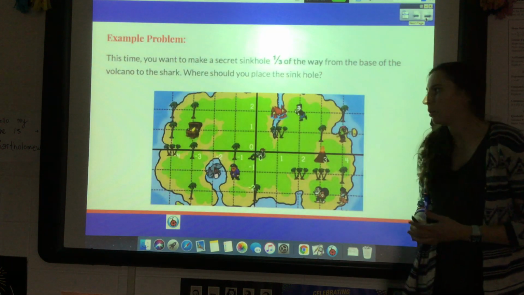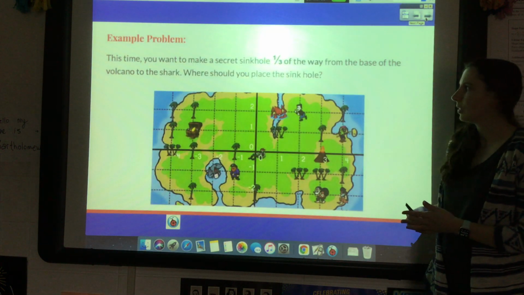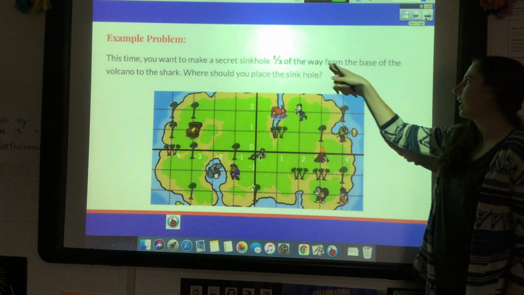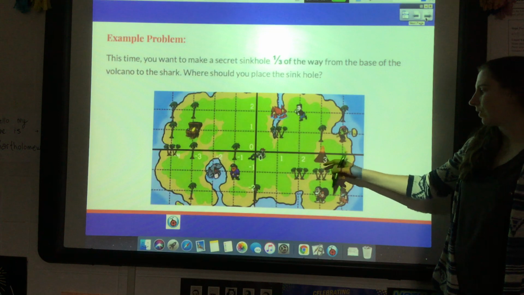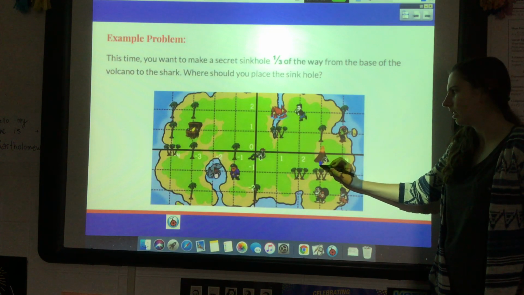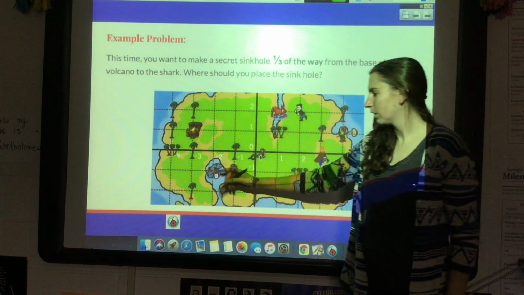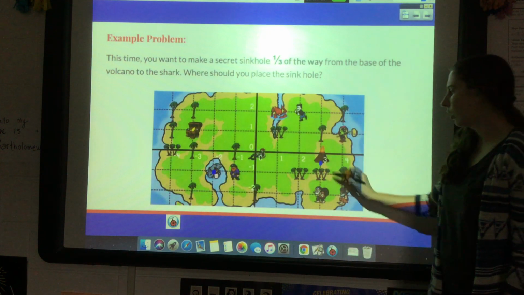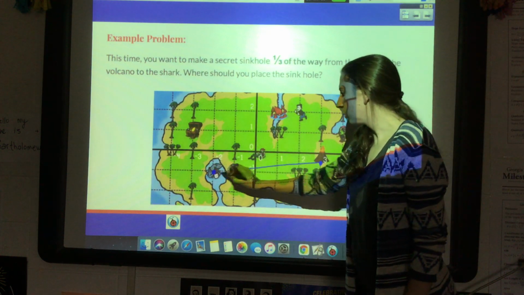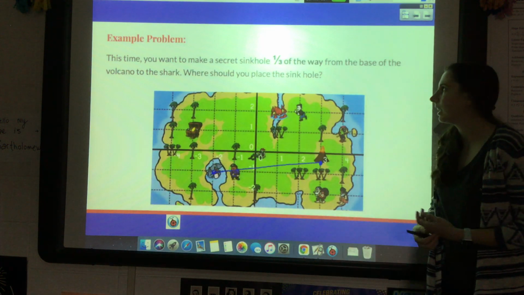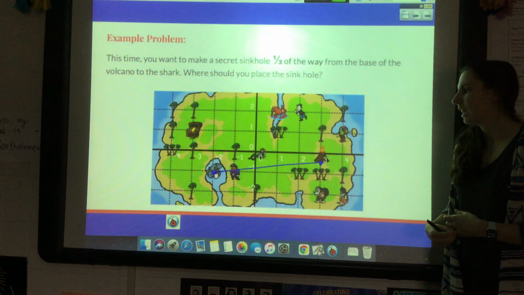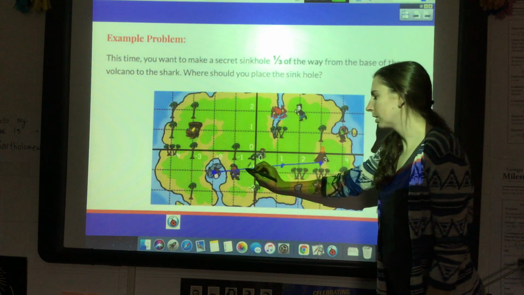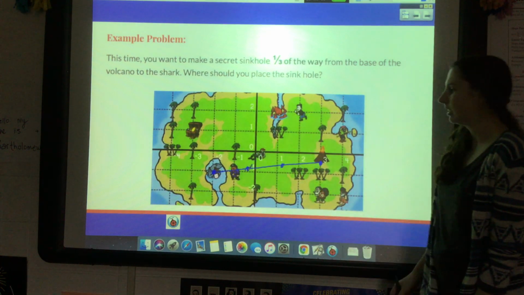Let's try another example. This time, you want to make a secret sinkhole 1/3 of the way from the base of the volcano, which is again here, to the shark. So where exactly would 1/3 of the way be? And also, does it matter where you start? Like, would it be this 1/3 or would it be like this 1/3?